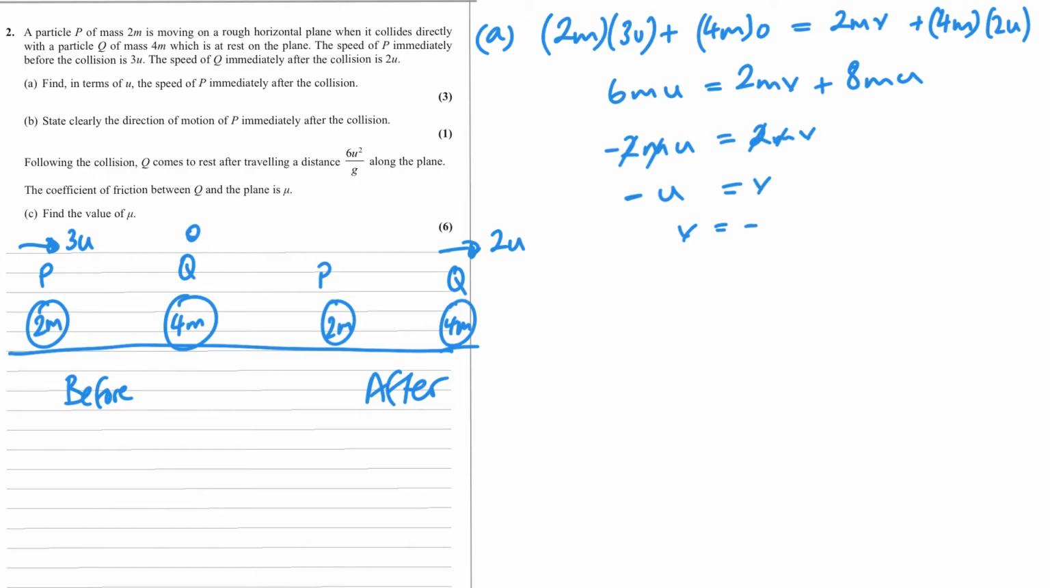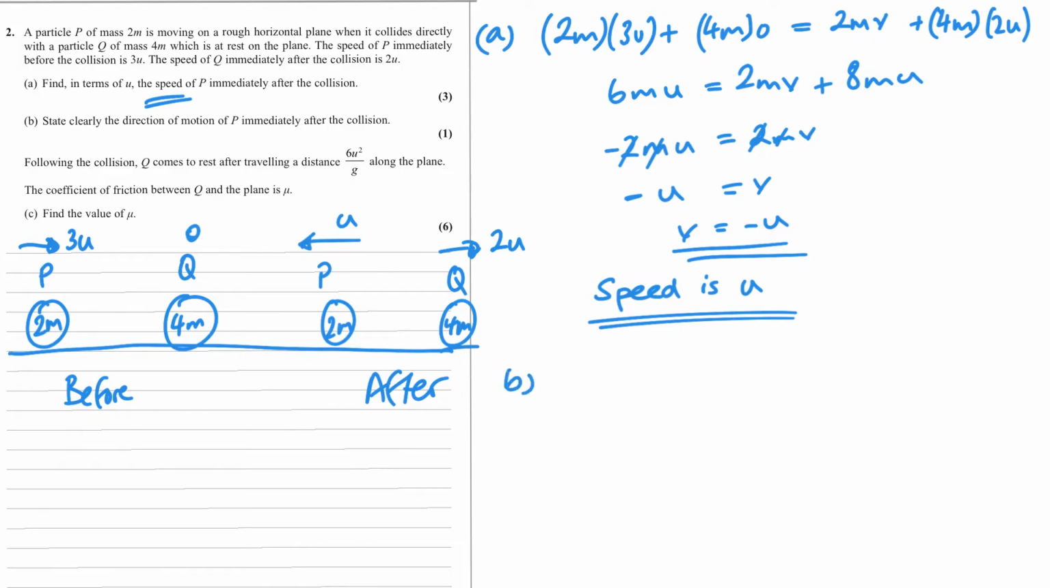So the speed is minus u. Or the speed is u and it's going in the opposite direction. Since it does ask for speed, it's worth putting it down. Speed is u. Okay, because it's not talking about direction, just speed. So that means u is actually going in this direction. So for part B, state clearly the direction of motion of P, opposite direction. That's what you want to say, or opposite to its original direction.